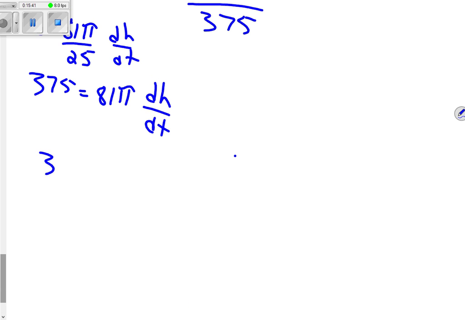Okay, now we're going to bring the 81 pi over. Oh, that's 375. You can't do anything with the pi unless you have a calculator.